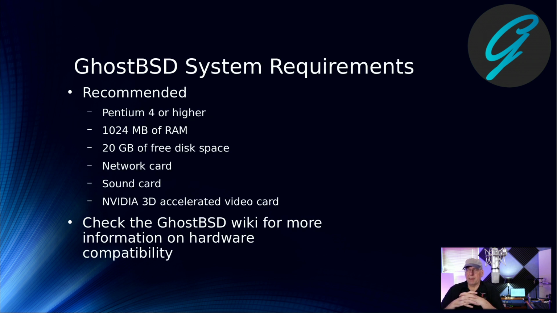The recommendation for this is a Pentium 4 or higher. I would suggest running this on a dual core. Running on a single core anymore, it'll be sluggish. You'll run into a lot of lag. You'll need 1 gig of memory and 20 gig of free hard disk space. Of course, you will need a network card and connection to the internet if you expect to be able to update the system. Sound card and NVIDIA 3D accelerated video card are recommended, but it'll work without those. In fact, I'm running under VirtualBox without a pass-through.